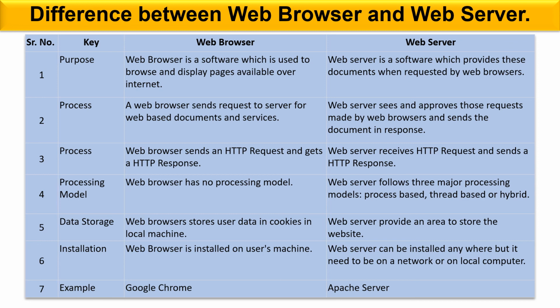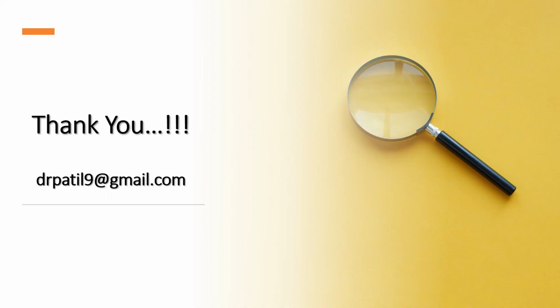What are the examples of web browsers? Google Chrome, Mosaic, Firefox. These are examples of web browsers. And examples of web servers are the Apache server as well as IIS. We have just learned these differences. Thank you very much.